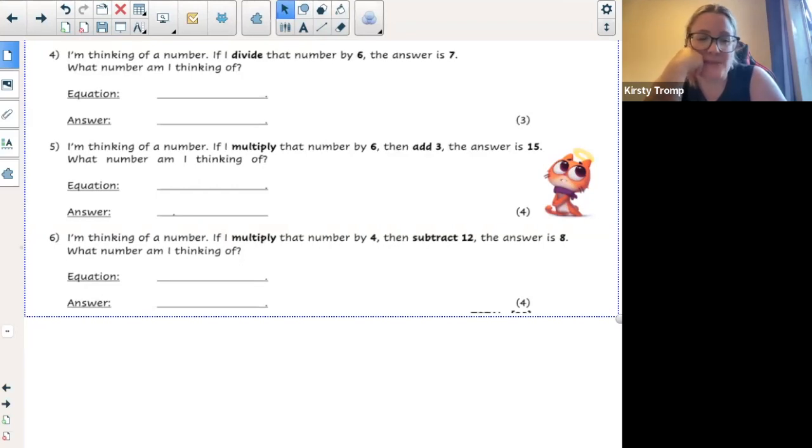All right, somebody's asking me, can we use a calculator? If you're allowed to use a calculator at school, sure, no problem. But if you're not allowed to use a calculator in your exams, then I would suggest trying to do it without a calculator.